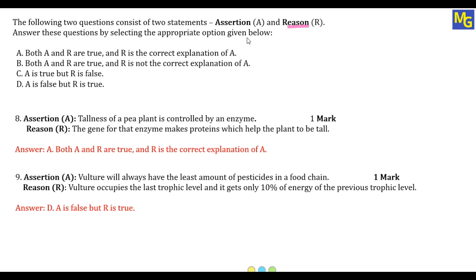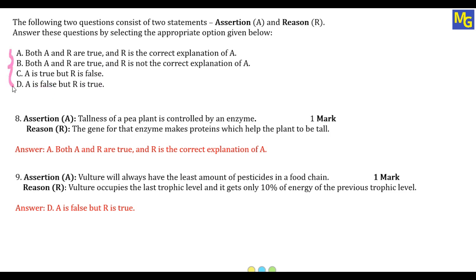What are the options here? Option A is both assertion and reason are true and reason is the correct explanation of assertion. You have to read it very carefully. Option B, both assertion and reason are true, but reason is not the correct explanation of assertion. Option C, assertion is true, but reason is false. Option D, assertion is false, but reason is true. So according to this, we have to mark correctly.